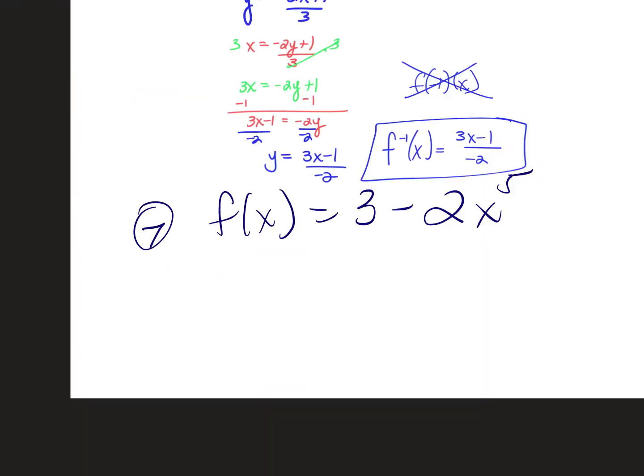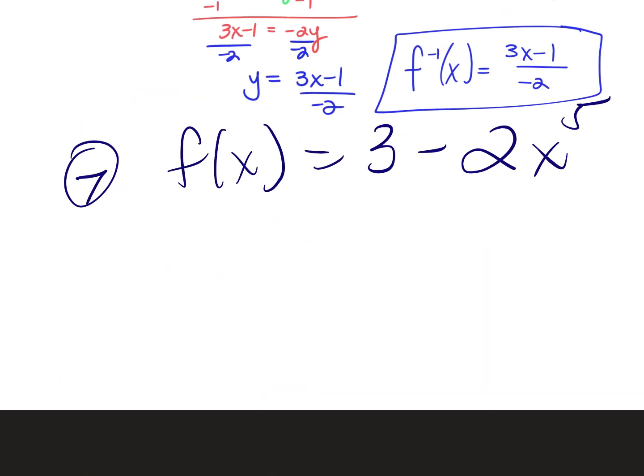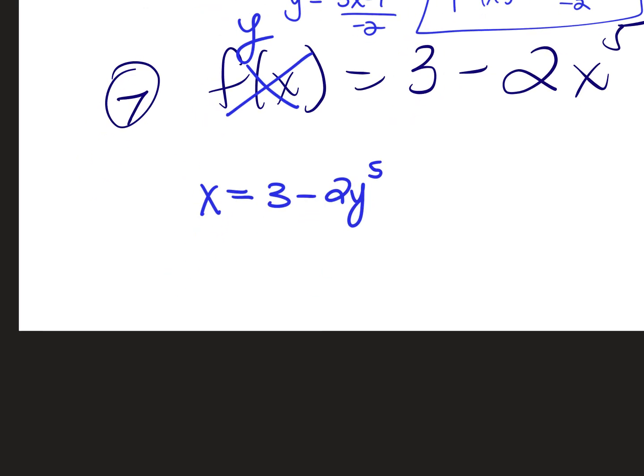Where are we at? Okay, number 7. We're going to switch the places of x and y. I'm going to change this to y, and then I'm going to switch places. So I have x equals 3 minus 2y to the 5th. So we're going to do what with that 3? We're going to subtract 3. Great. So I subtract the 3. I have x minus 3 equals negative 2y to the 5th. Now what?